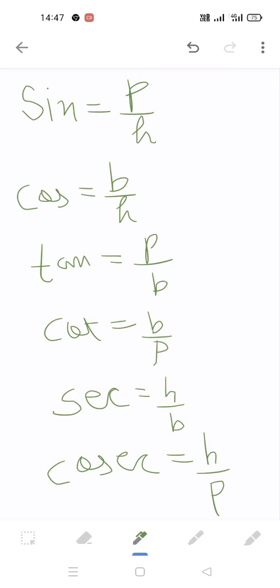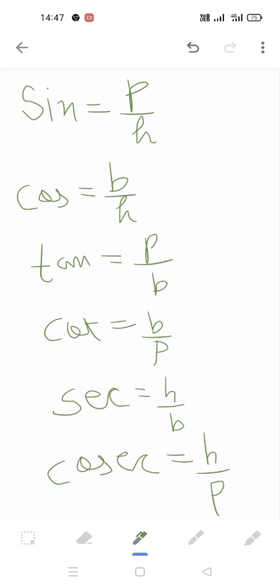So these are your 6 trigonometrical ratios. Sine is equal to perpendicular upon hypotenuse. Cos will be your base upon hypotenuse. Tan will be your perpendicular upon base. Cot will be your base upon perpendicular. Sec is hypotenuse upon base, and cosec will be hypotenuse upon perpendicular. If you want, you can take a screenshot of these 6 trigonometrical ratios.